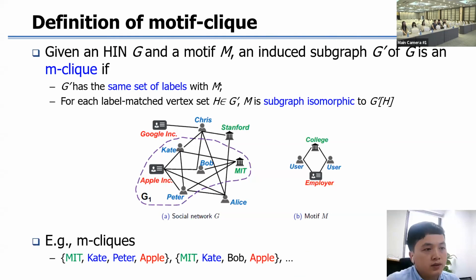And similarly, another one contains MIT, Kite, Bob, and Appl. Because these four vertices have the same set of labels as the motif, and the subgraph of these four vertices is also isomorphic to the subgraph of the motif. Of course, the union of these two sets of vertices also forms a motif clique.